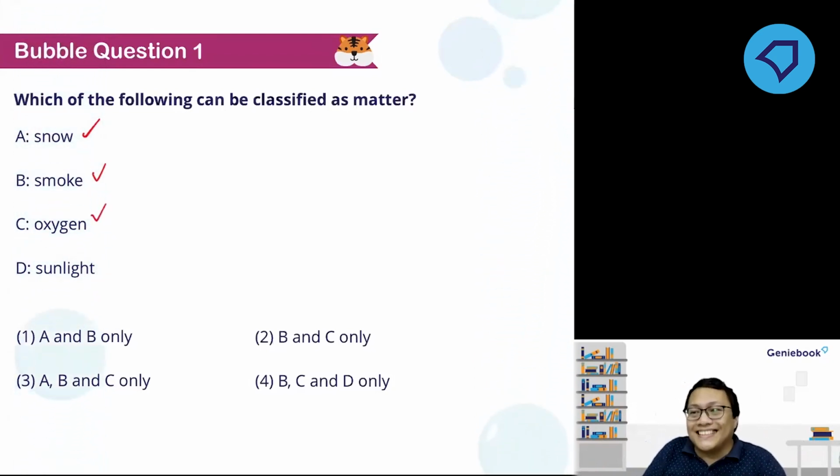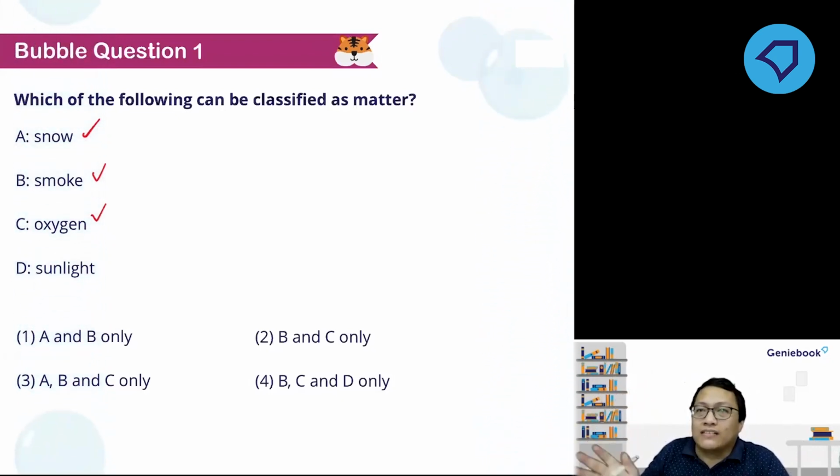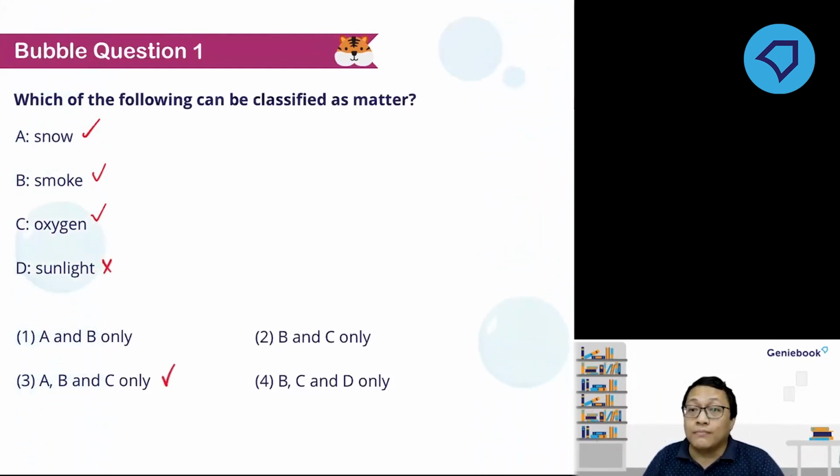How about sunlight? No. Sunlight, shadow, light, then heat, what else? Sound. They are all non-matter. So sunlight is not matter, and that's why the answer is number 3. Music is sound, so sound is also non-matter. Any question for bubble question 1?